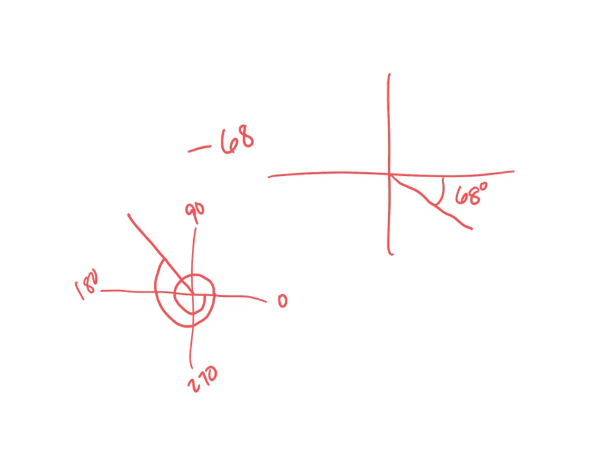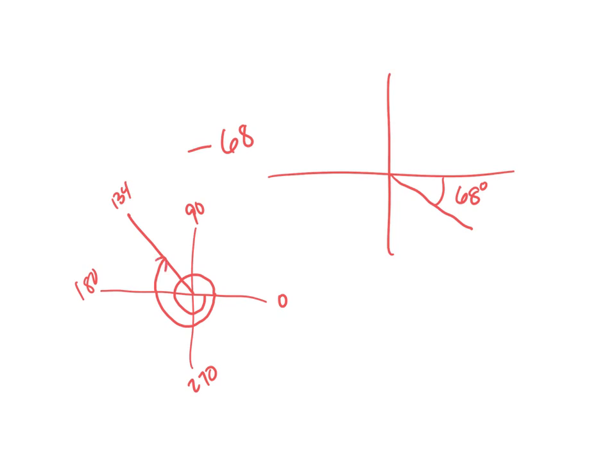Now, if I take negative 586 and add 360 once, I get negative 226. If I add 360 again, I get 134. And 134 is about right there. They're coterminal. So it's right. It's in the right place because that's from 90 to 180. It's somewhere between 90 and 180. Okay?